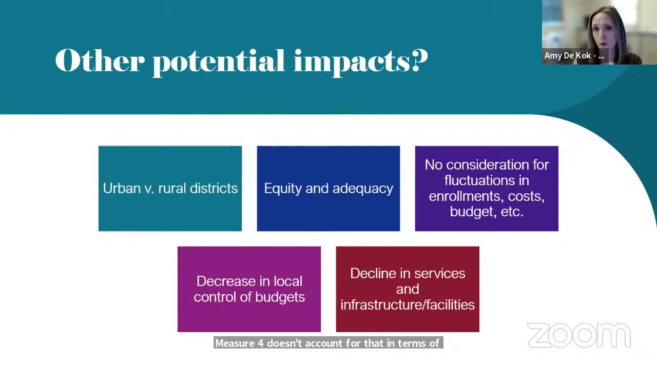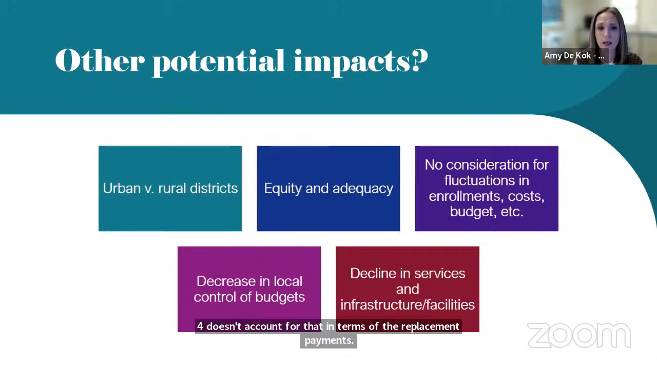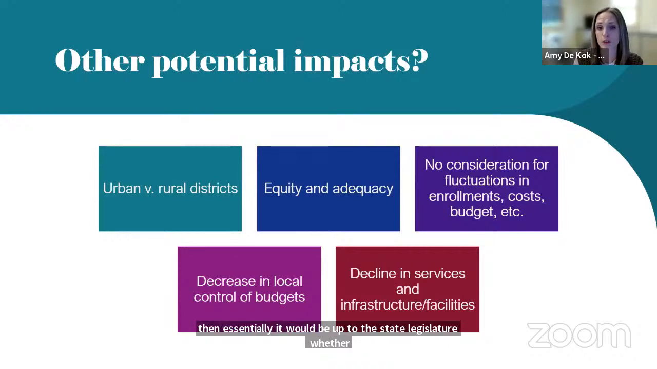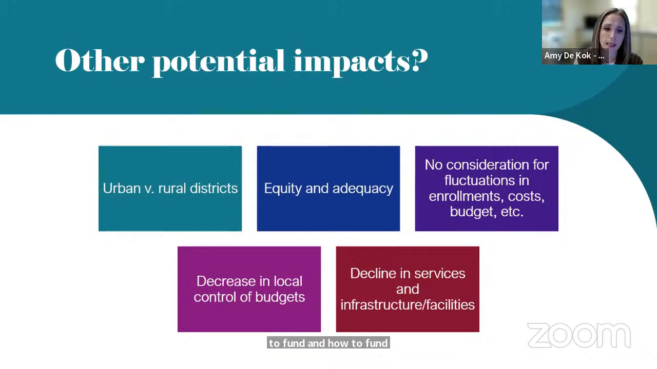It just sets that floor at the 2024 levels. And then essentially it would be up to the state legislature whether to fund and how to fund to account for those fluctuations that happen. So, school districts and other local governments, Measure 4 doesn't do anything to limit budgets. In particular, you'd still have the ability to approve your budgets at the local level, but the funding of those budgets is what's limited by Measure 4. And so that's the impact on budgets.